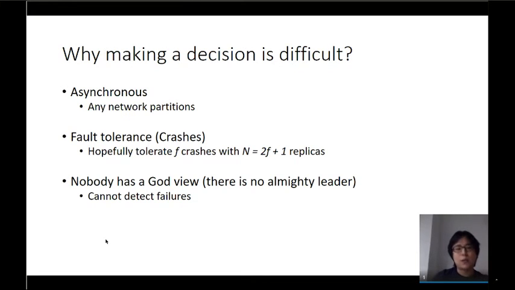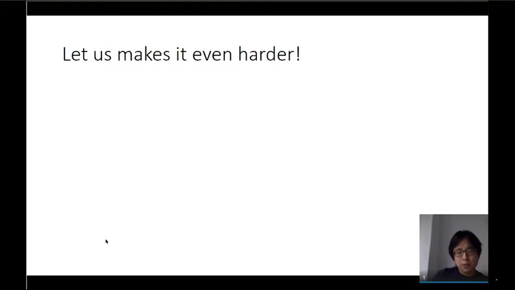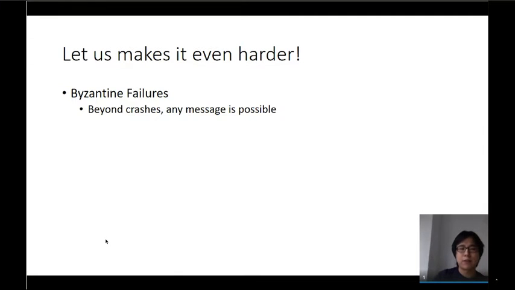So with all these assumptions, this problem is a very difficult problem. And there is actually a classic solution to this, which is Paxos. So let's today make this problem even harder to solve. Let's bring in Byzantine failures. Let's try to make the failures more complex.